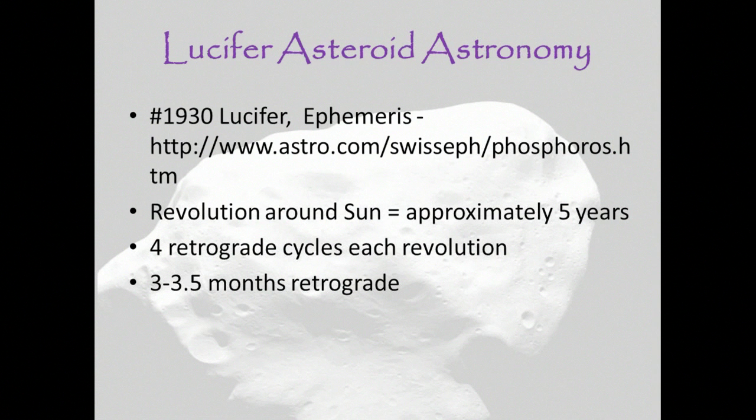Now, Lucifer's cycle around the sun is approximately 5 years. And that is its cycle around the zodiac from our geocentric Earth perspective as well. During that 5-year cycle around the zodiac, Lucifer will make 4 retrograde cycles. And I will list these for you in the dates that are coming up over the next 5 years. Each time Lucifer goes retrograde from our Earth-centered geocentric perspective, it's retrograde between 3 and 3.5 months.